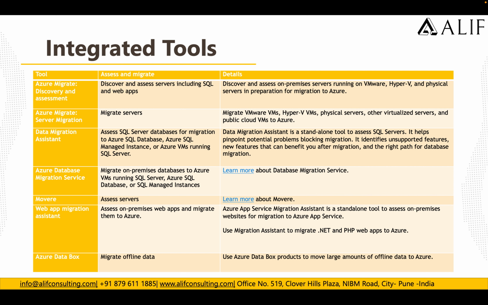Movere is one of the tools that helps assess the servers, and we can use this tool to migrate the VMs also. Web app migration assessment provides the capability to assess web app migration directly to Azure web apps. And then we have Azure Data Box, which is a kind of data migration that provides the capability of migrating large amounts of data from on-premise to cloud. So these are the integrated tools we have within Azure Migrate.